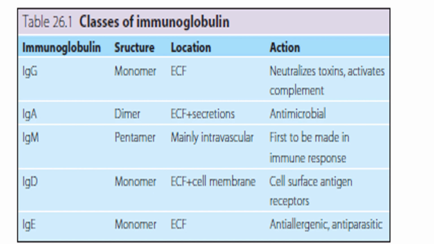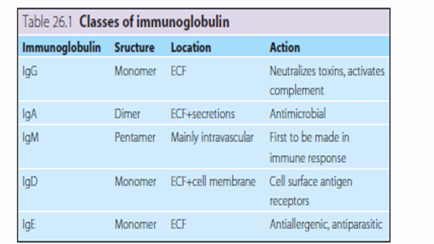This slide is giving us the details of the various types of immunoglobulin, the type of structure they have, where they are located, and the function served by that immunoglobulin. Now you can see the first immunoglobulin is IgG. It is a monomeric unit, located in the extracellular fluid. The function of this IgG is to neutralize toxins, and it activates the complement system.